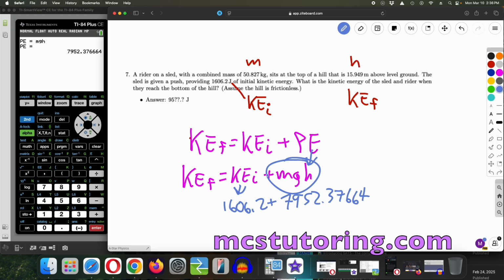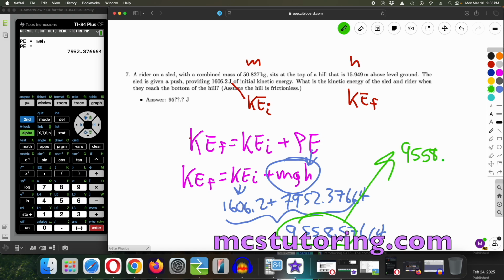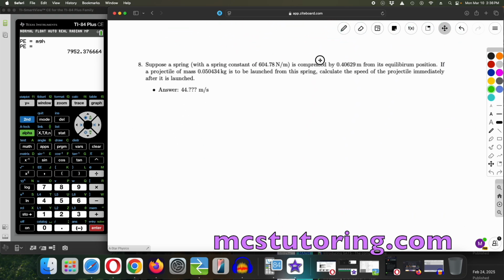Okay. So this comes out to be 9558.57664. So it looks like the instructor wanted one digit to the right of the decimal. But again, because the 7 is greater than 5, we're going to round up. 9558.6 joules is our answer. Love it. Okay.